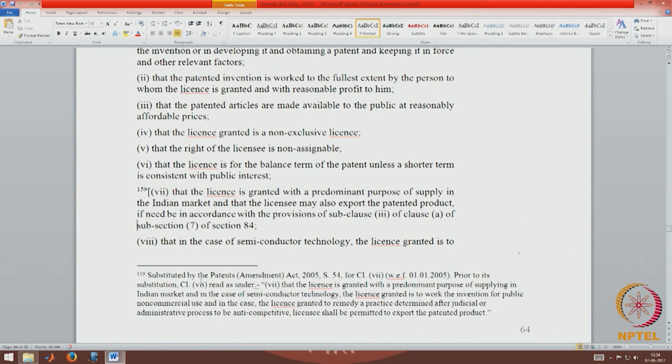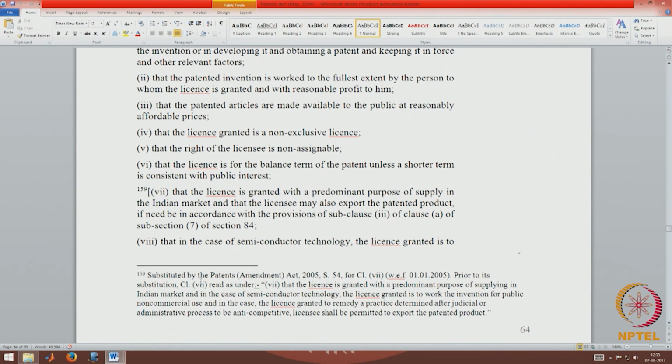So, there cannot be many exclusive licenses. The idea behind the scheme of the act is that if more people approach, the patent controller should be able to grant further licenses. So, in that sense it is non-exclusive. That the right of a licensee is non-assignable. The licensee cannot transfer or alienate his right or assign his right.